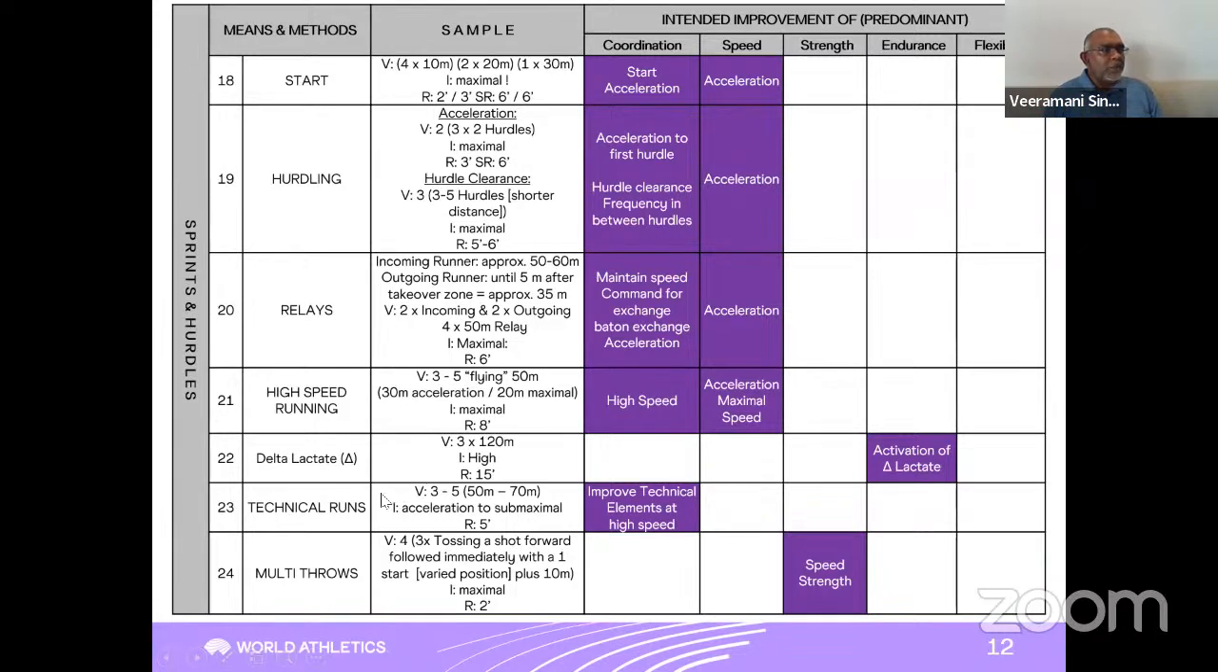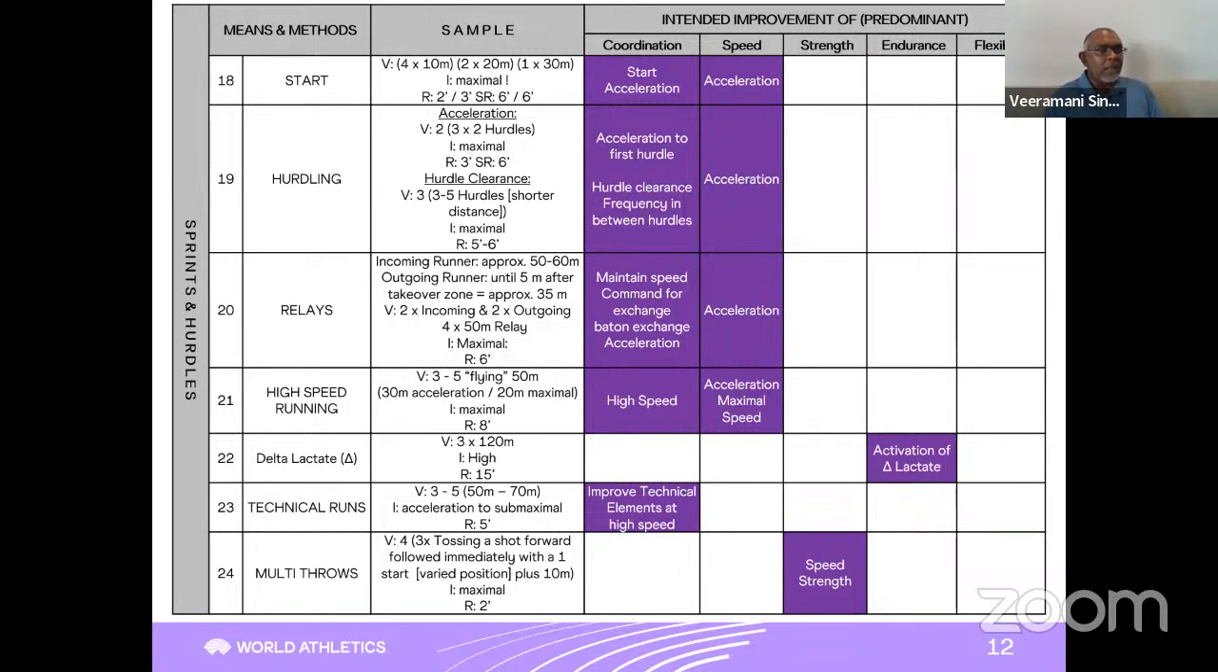For 200, it's more on delta lactate. That means basically the activation of change in lactate, the body's ability to produce lactate. So we use very high speed, but if you look at the volume, it's actually rather low, 3 times only, to about 120 meters. That is more than enough to provoke the lactic production needed for development.